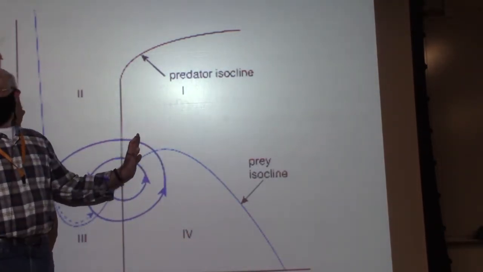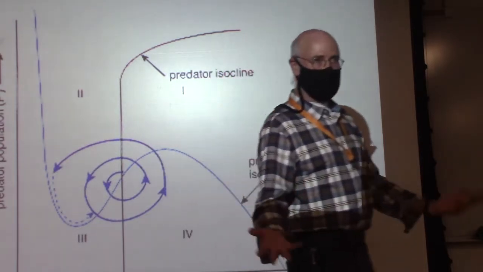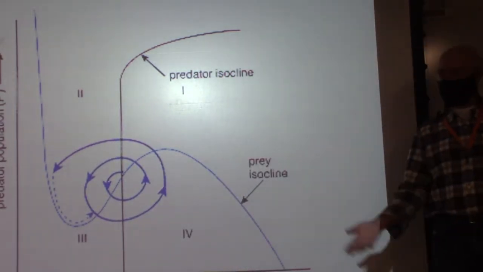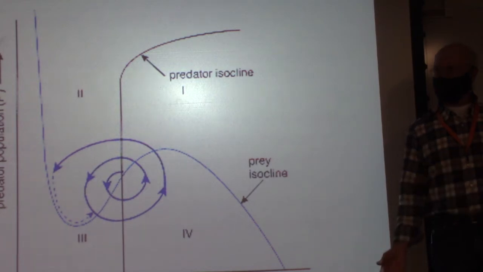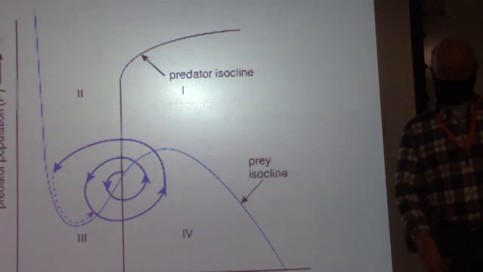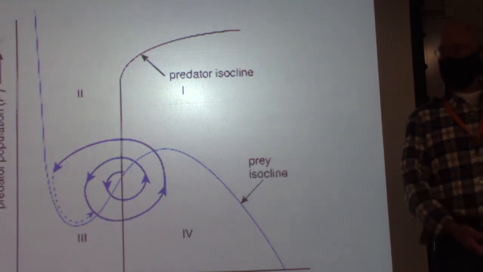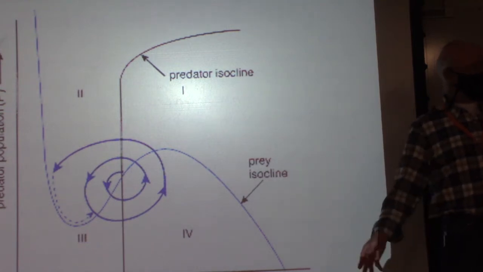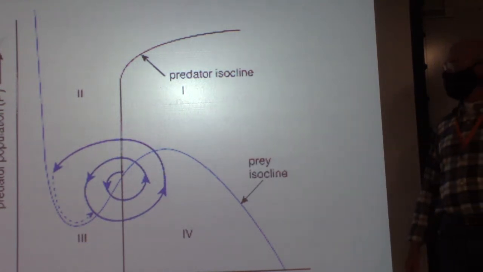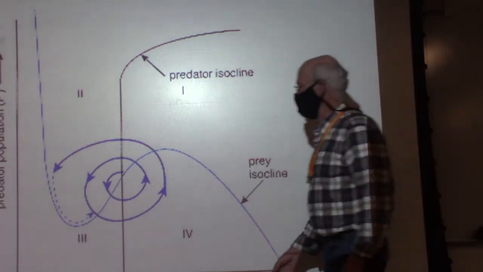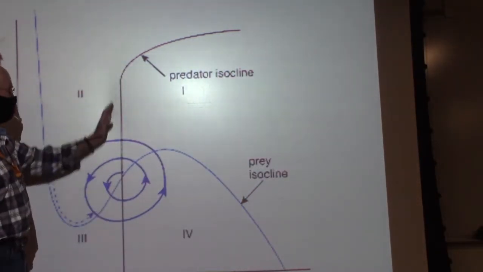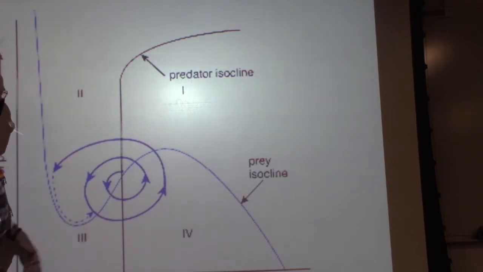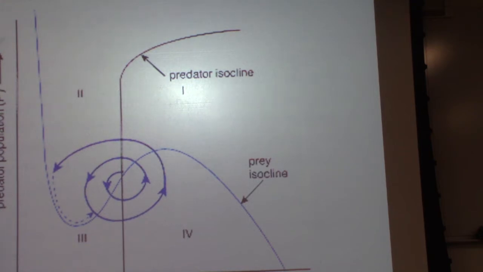But what Rosenzweig did was look at data from the ocean. In the ocean, there are these wonderful systems with zooplankton and phytoplankton. The zooplankton are the predators on the phytoplankton, so it's easy to get huge amounts of data. Rosenzweig went out there and figured out where the isoclines were for the prey and for the predator. And the system did not go to extinction. He said, well, that's sort of screwy. That's not at all what we expected.